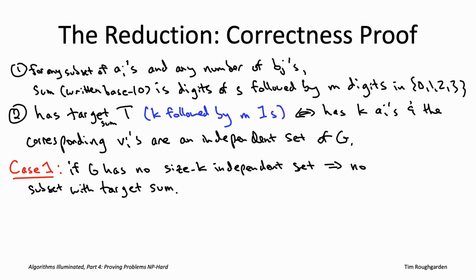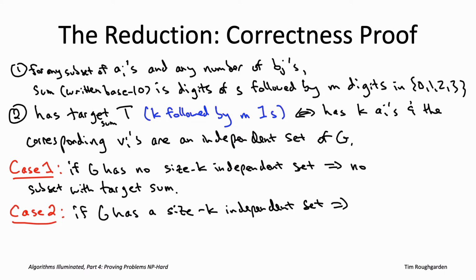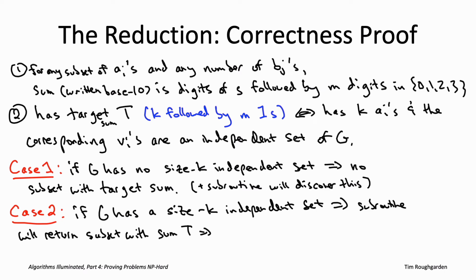Now, at some point, k will get small enough that the input graph G really will have a size k independent set. So what happens then? Well, the reduction will construct this instance of subset sum, and the claim is that instance will indeed have a subset with the target sum capital T. And in fact, you can read off such a subset from any size k independent set of the graph G.